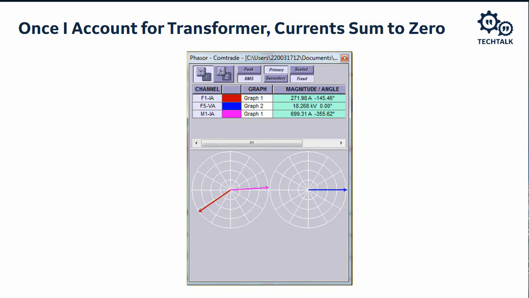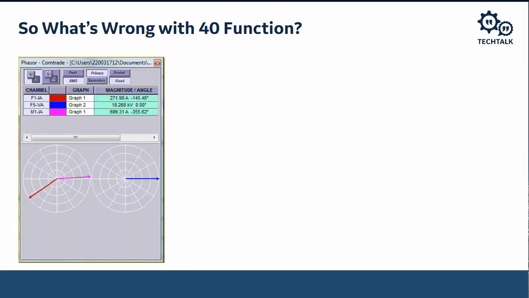So when we take a look at the actual settings, what's wrong with the 40 function? The generator differential looks like it is wired correctly, right? I've got that 30-degree phase shift. Once I account for that, and I account for the transformer differential settings, or the winding settings of the transformer, it takes care of that 30-degree phase shift. So the current differential looks correct.